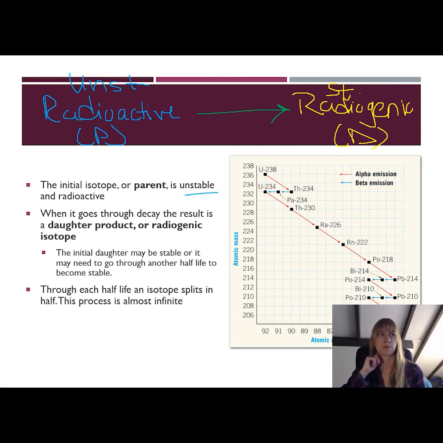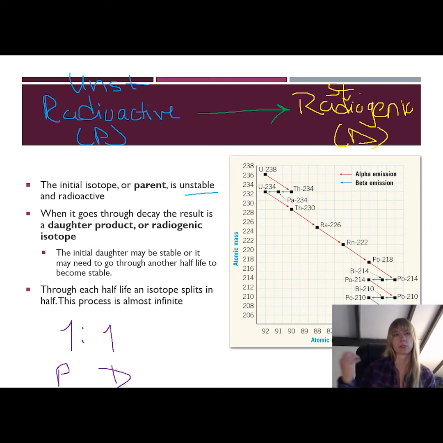Okay, but for the most part, radioactivity isn't perfect. Through each half-life, an isotope will split in half. And this process is almost infinite because when you split things in half, you don't actually run out of it. You can just keep splitting it in half all the way down to the subatomic level. Fun stuff. And it does start with a 1-to-1 ratio, where you will have one parent to one daughter. And then the parent will split, and you'll have 1-to-4 and then 1-to-16 and so on.